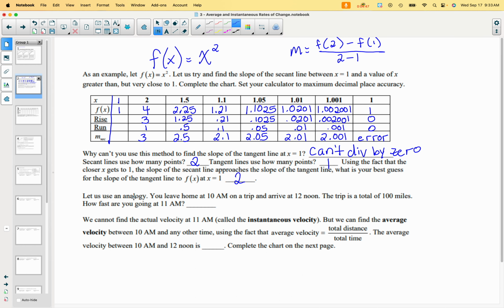So now let's use an analogy. Suppose you leave home at 10 a.m. on a trip and you arrive at 12 noon, 2 hours. The trip is a total of 100 miles. How fast are you going at 11 a.m.? Kind of sounds like a trick question, because it is. You don't know.